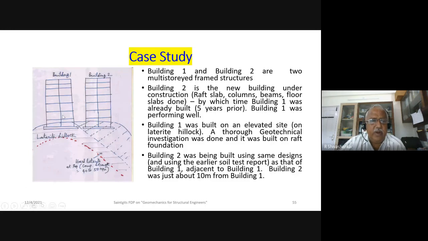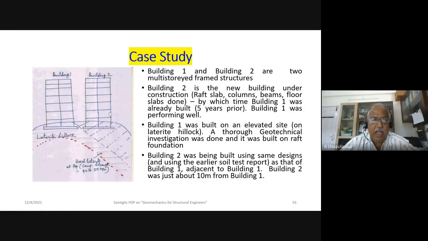The first building was already built, in our coastal area where there is a lot of laterite. So the owners decided to build a second building adjacent to that, exactly identical. They thought, it's the same number of floors, so why go for any geotech investigation? We will just copy the same designs, right?